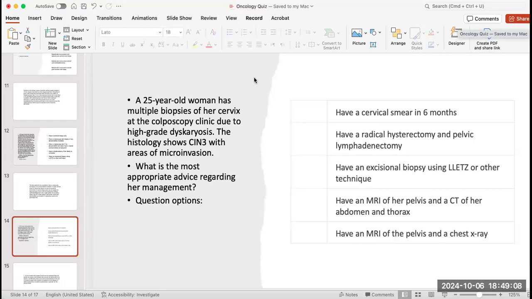Well done. Everybody has chosen to have an excisional biopsy using LLETZ or other technique, right? It can be LLETZ or even conization, but this is the most important thing that we assess, correct, the type of the lesion. If we have obtained a clear margin and it's found to be 1A, what will you do?